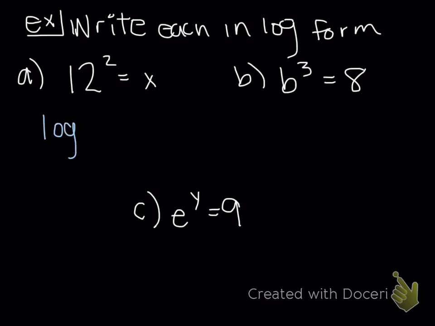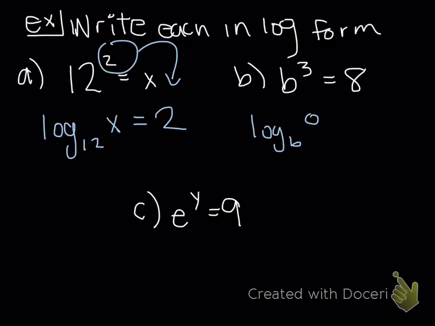So I have log base 12 of x is equal to 2. So again, notice whatever my exponent is, that's what it is equal to. Here I have log base b of 8 is equal to 3. And for letter C, we need to use natural log because natural log always has a base of e. So I would say natural log, base e of 9, is equal to y. So those are the two going back and forth between.